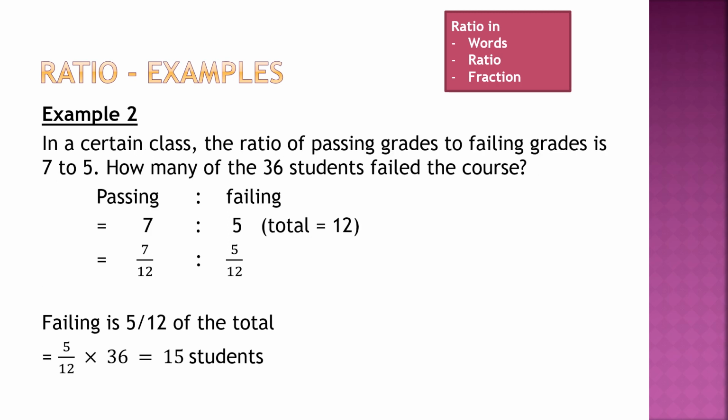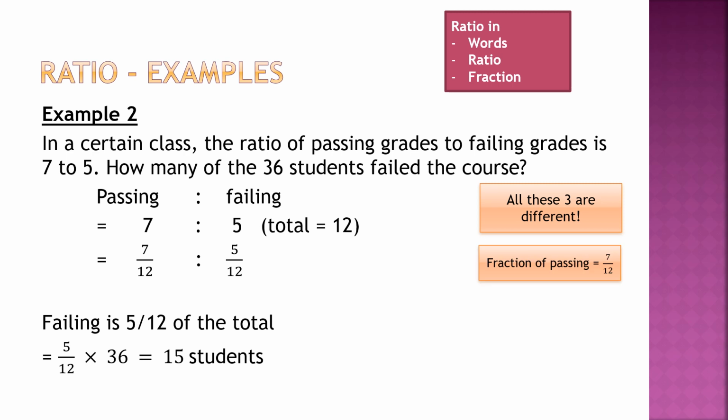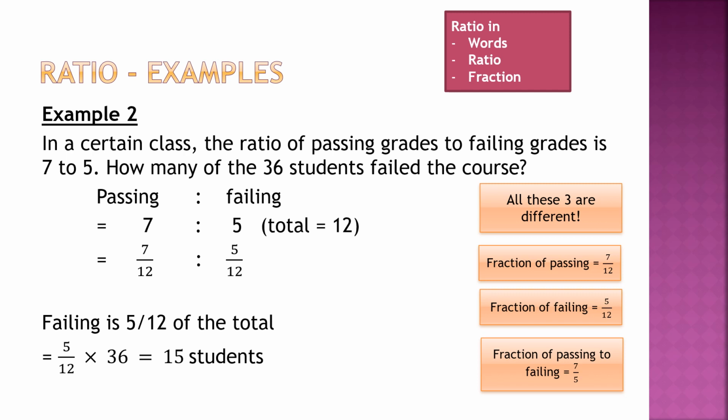In a certain class, the ratio of passing grades to failing grades is 7 to 5. How many of these 36 students failed? So it's easy. 7 to 5, total parts is 12, right? So passing is 7 out of 12. Failing is 5 out of 12. Because it's 7 out of total parts, 5 out of total parts. So 5 out of 12, you times with 36, you will get 15 students. So fraction of passing is 7 over 12. Fraction of failing is 5 over 12. Fraction of passing to failing, you must remember this. Passing to failing is 7 over 5.